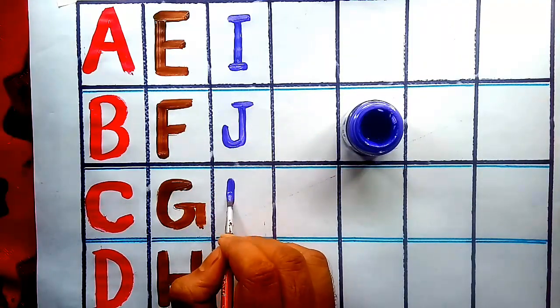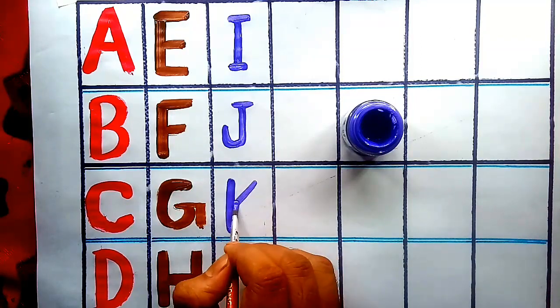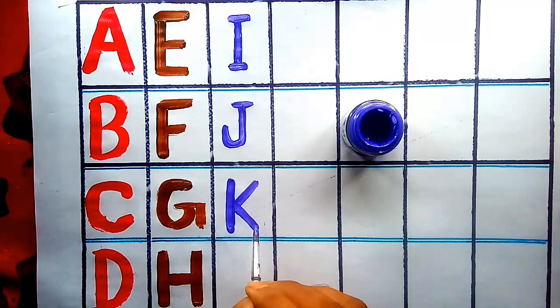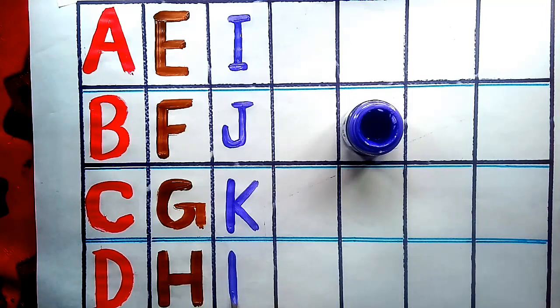K for kitten. K for kitten. L for leap. L for leap.